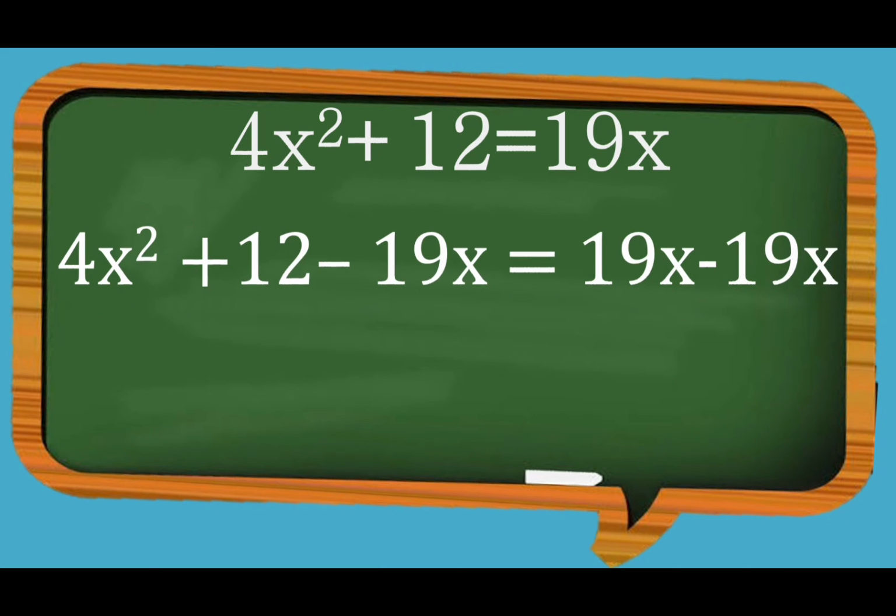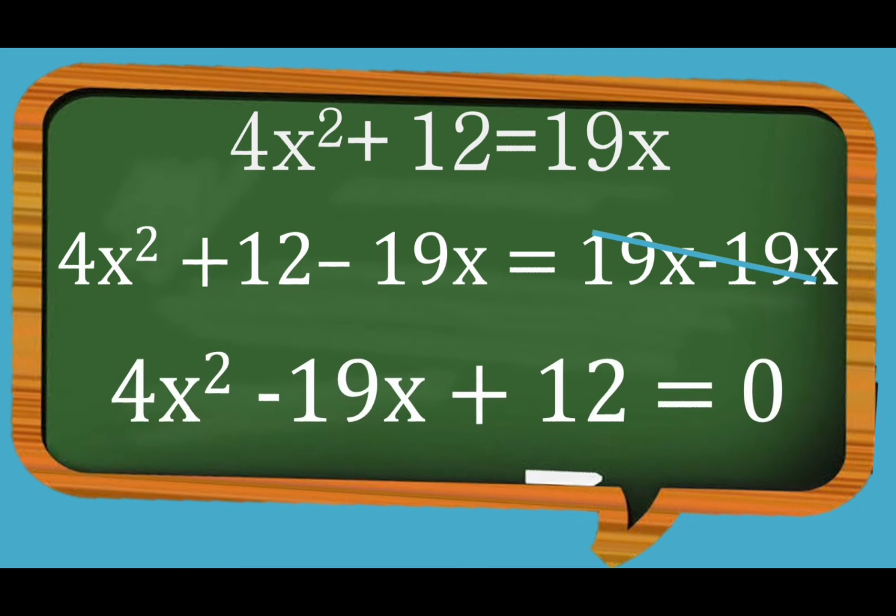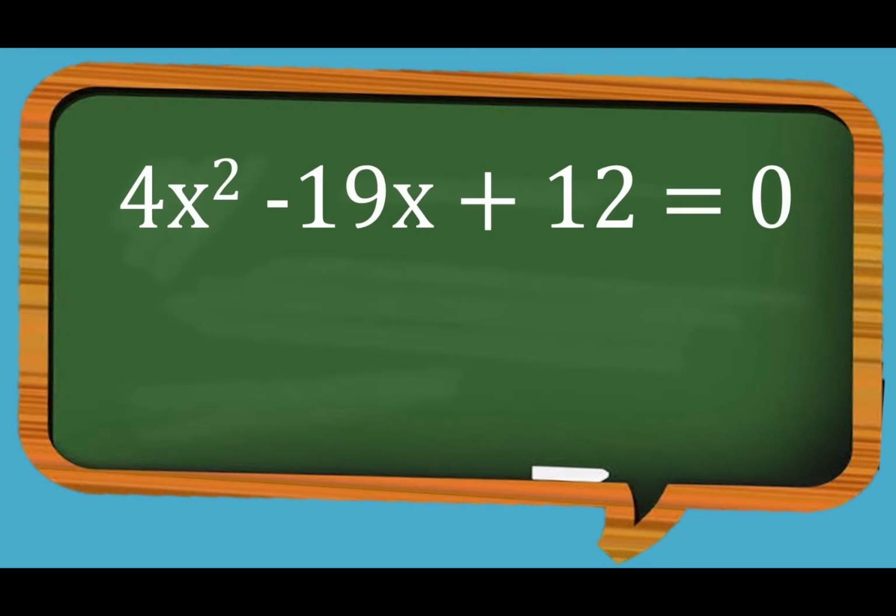Second step is write the resulting quadratic equation in standard form. So we're going to apply addition property of equality. So we're going to add negative 19x on both sides. We have 4x squared minus 19x plus 12 is equal to 0. The equation is 4x squared minus 19x plus 12 equals 0.